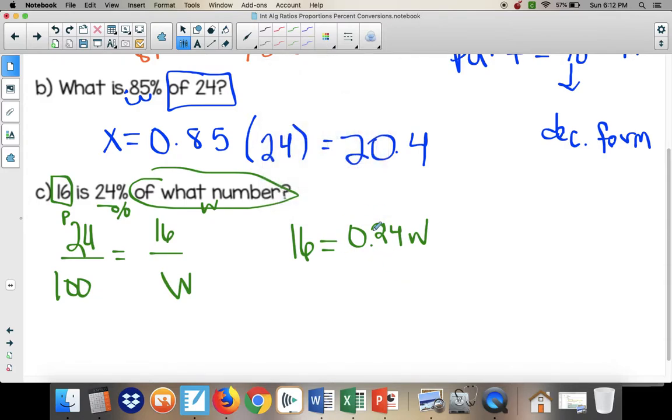Now, if I were to solve the equation here, I would just divide by 0.24, and then on this one, I just do my multiply, divide. So let's see. 16 divided by 0.24 gives me 66.7, or 66.6 repeating. If I did 100 times 16 divided by 24, same thing. So my whole number is 66.6 repeating.